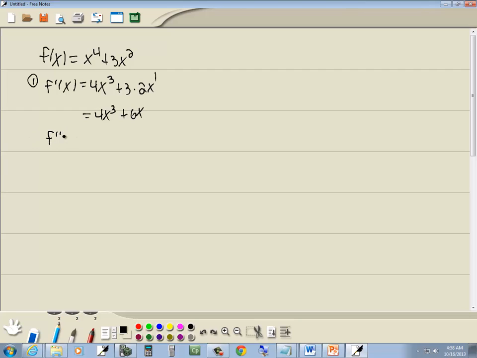Then for our second derivative, f double prime, 4 stays out in front, take your power, put it out in front, lower it by 1. 6x just becomes 6. So we got 12x squared plus 6.